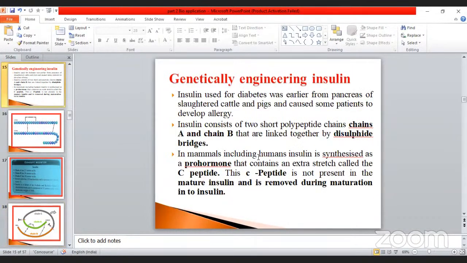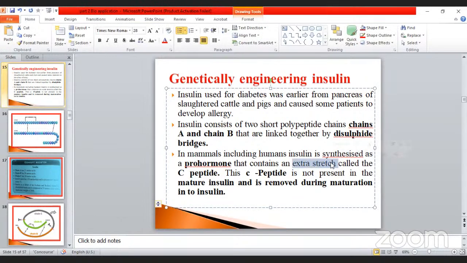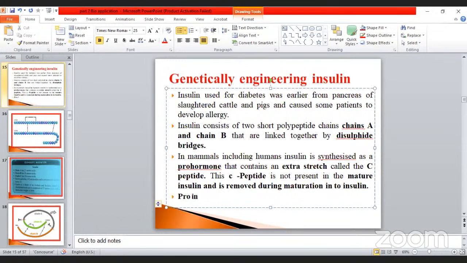In mammals, including human, insulin is synthesized as a prohormone that contains extra stretches. Extra stretches, that is very, very important. There is an extension there. That is called a C peptide. The C peptide is not present in the mature insulin and is removed during maturation into insulin. So the proinsulin is converted into insulin. Okay, so that is very, very important.